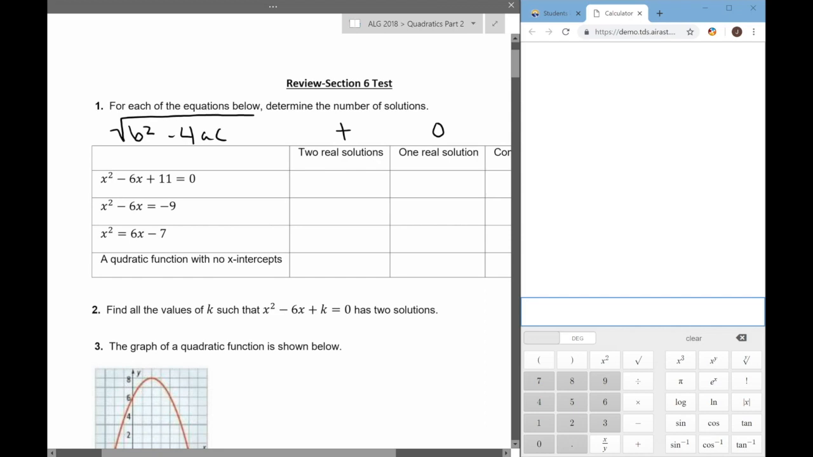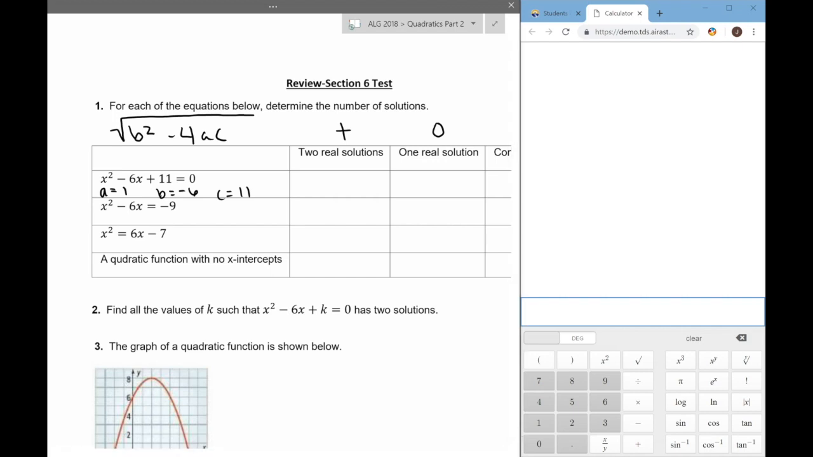Okay, so let's start with the first one. The first one is x squared minus 6x plus 11. So your a is going to be 1, your b is going to be a negative 6, and your c is going to be 11. So all I need to do is use my calculator on the right hand side and plug it into the formula. So I put my radical. My b is going to be a negative 6. Close the parentheses and put a square there. Okay. Next is going to be a minus 4. My a is going to be a 1. And my c is going to be 11.